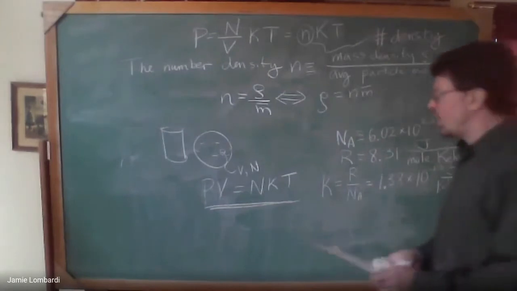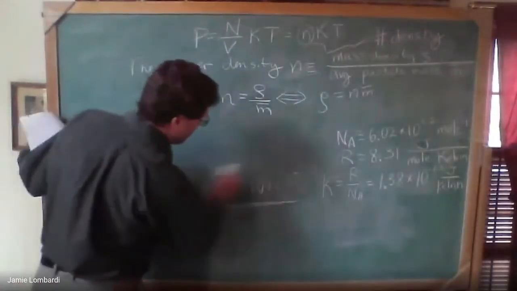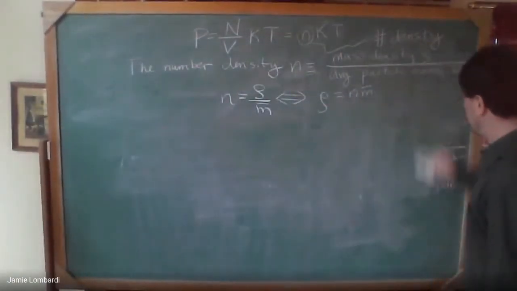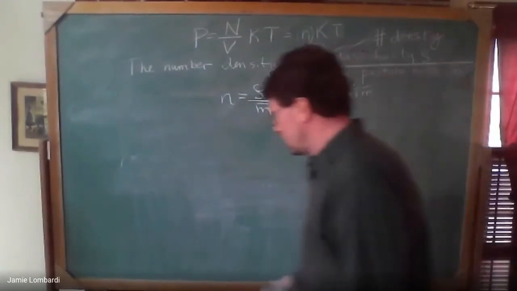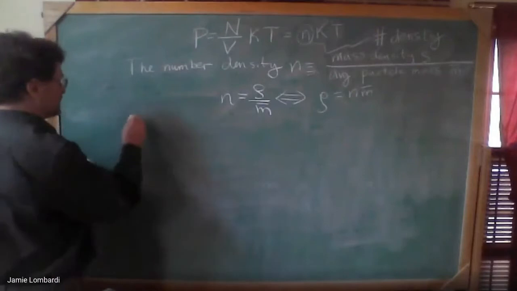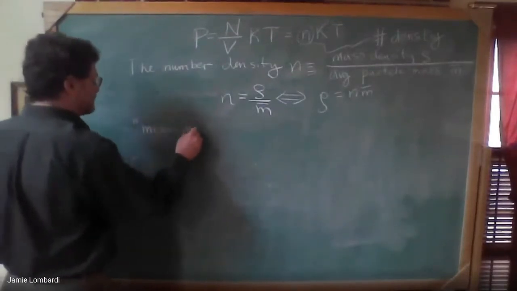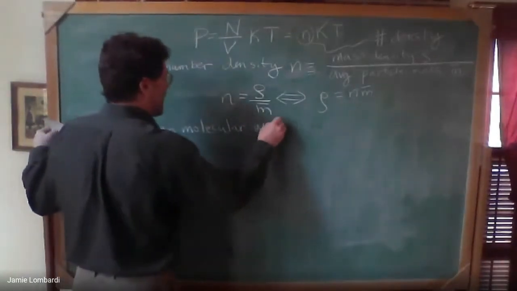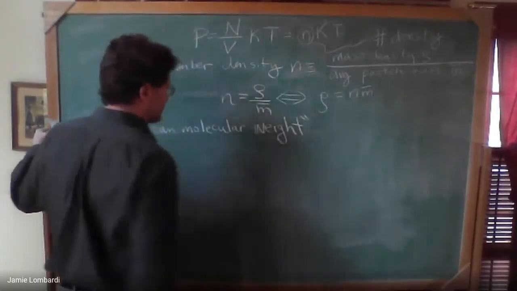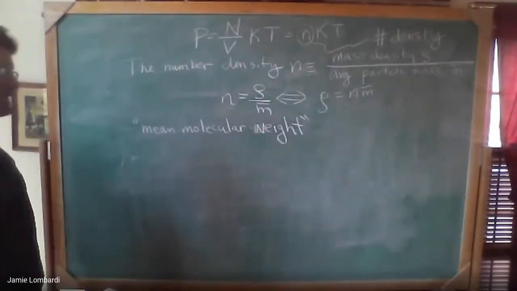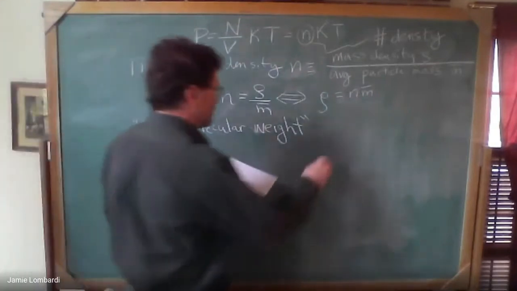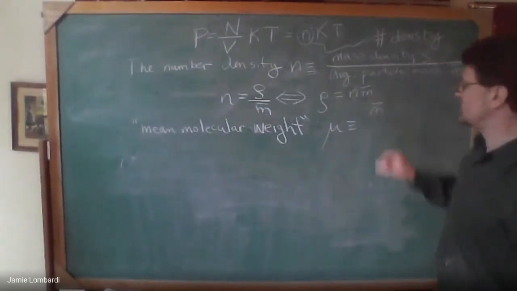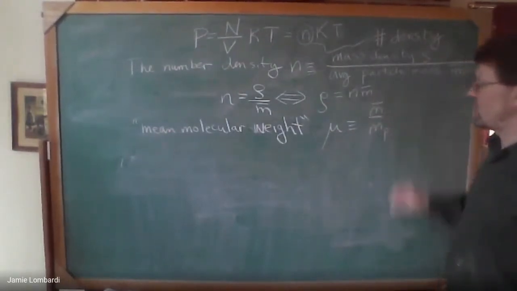We'll define one more quantity. And this quantity is very important in stellar evolution. When you're modeling stars, you'll see this all over the place. It's called the mean molecular mass. And we'll spend some time today calculating. It's actually more commonly known and called in your book the mean molecular weight, so I'll stick with that. The mean molecular weight, mu, is the average mass of a particle divided by a proton mass.